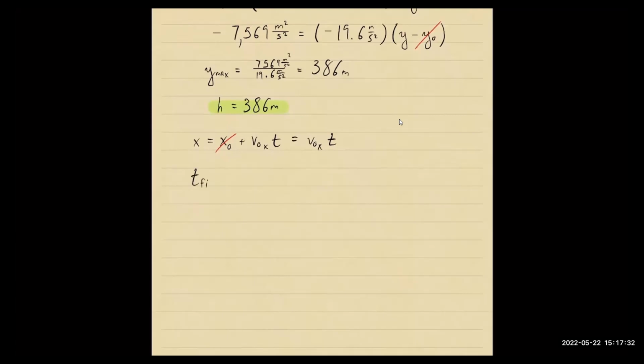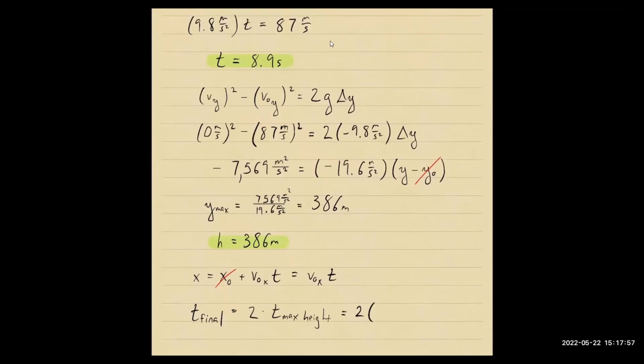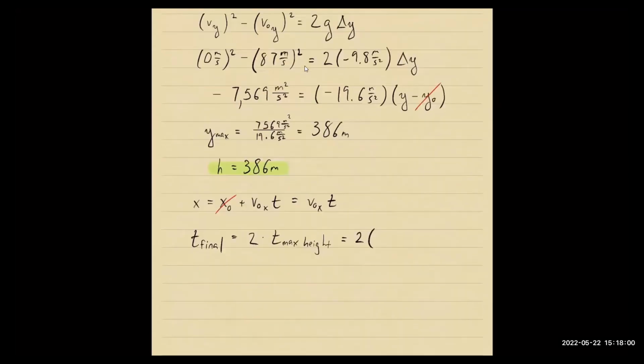So call this T final, maybe, for when this ball hits the ground. This is going to be equal to 2 times T max height, or you can call it T max or whatever you want. In this case, we know that the time it took to reach the maximum height was 8.9 seconds. That was part A. So this is going to be 8.9 seconds, and so the total amount of time it took for this ball to be thrown and then eventually hit the ground is equal to 17.8 seconds.